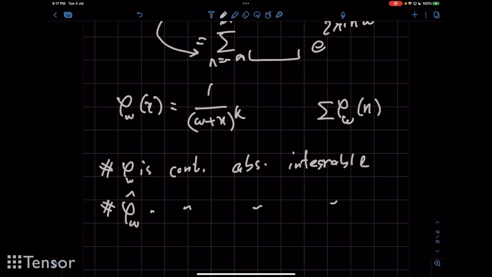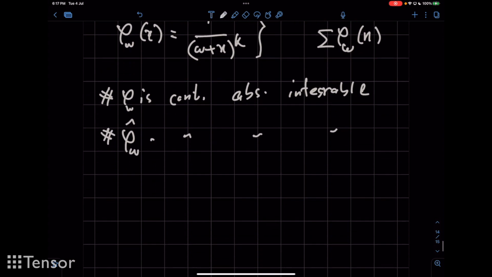So we need to verify these things. Well, first things first, phi w is continuous, so it's obvious, right? So we are considering this as a function from the set of real numbers, right? But this is not defined on negative w, but negative w is not on the real line. So this is continuous, clearly. Now we need to show that this is absolutely integrable.